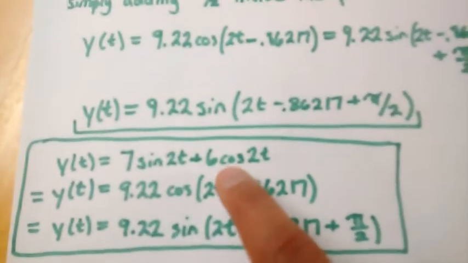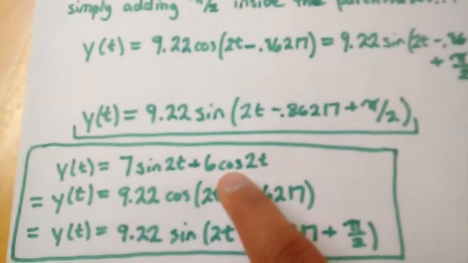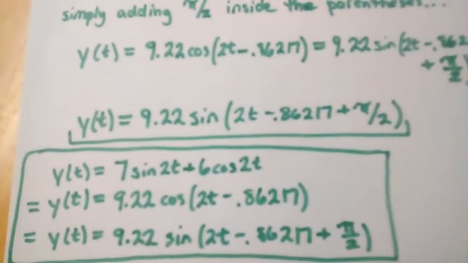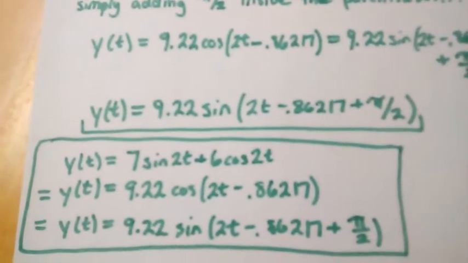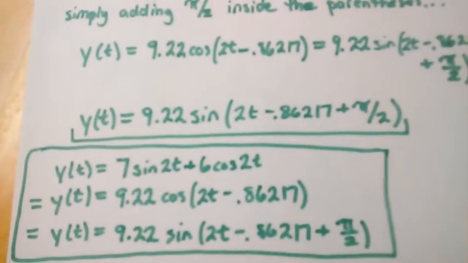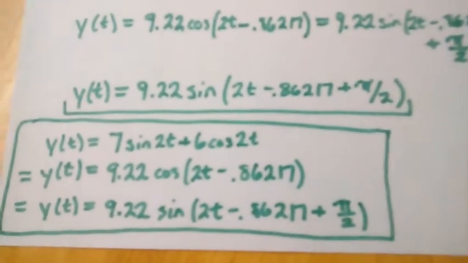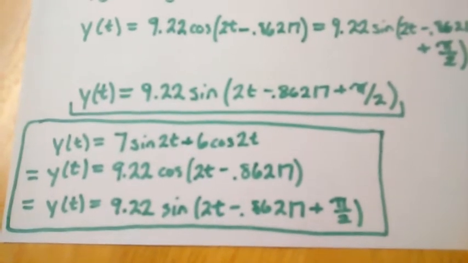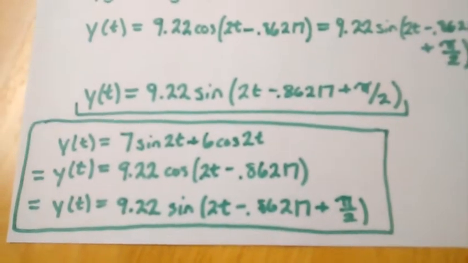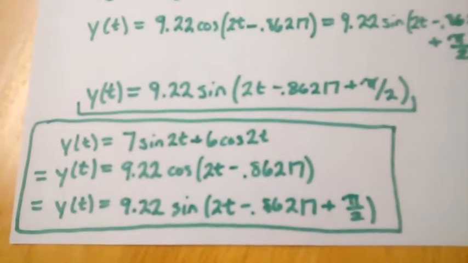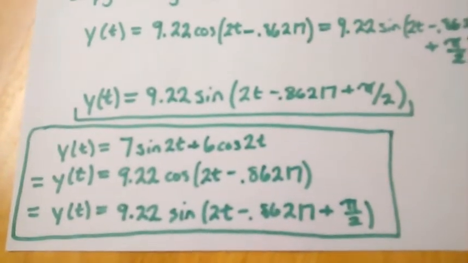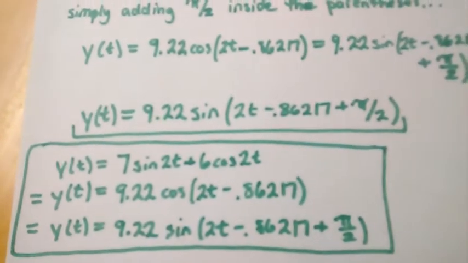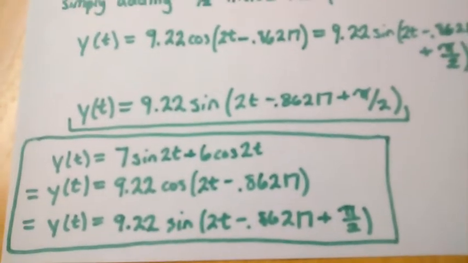So we have the original function, y of t equals 7 sine of 2t plus 6 cosine of 2t, which we said was equal to 9.22 cosine of 2t minus 0.86217. And when we wrote that in terms of a single sine function, we got 9.22 sine of 2t minus 0.86217 plus pi over 2.